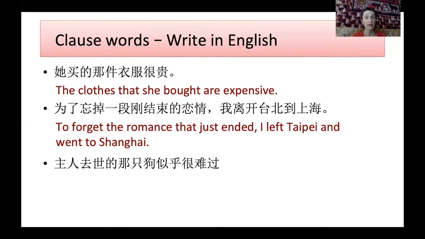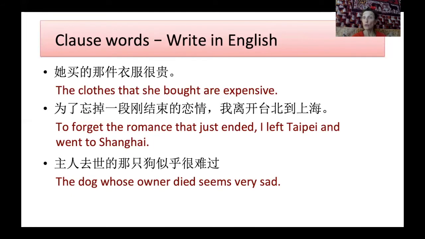And then this sentence is about a dog whose owner died or passed away, and the dog is sad, right? 主人去世的那只狗似乎很难过。So let's see, how would you write that? The dog whose owner died seems very sad. So you're using the word whose.